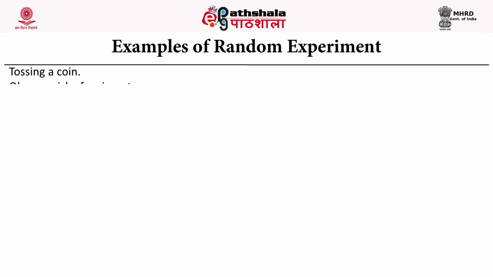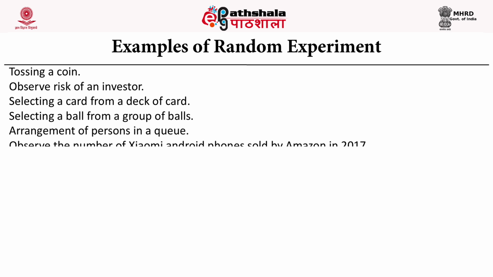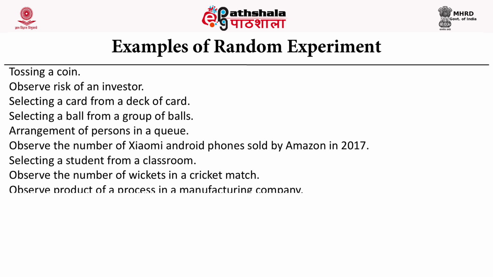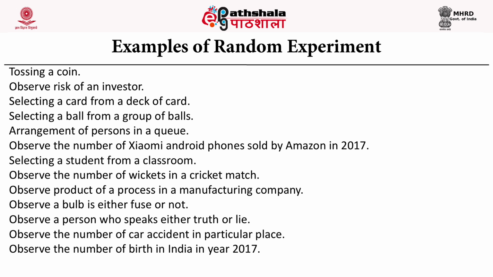Some examples of random experiments are tossing a coin, observing the risk of an investor, selecting a card from a deck of cards, selecting a ball from a group of balls, arrangement of persons in a queue, observing the number of Xiaomi Android phones sold by Amazon in 2017, selecting a student from a classroom, observing the number of wickets in a cricket team, observing the product of a process in a manufacturing company, observing whether a bulb is fused or not, observing whether a person speaks the truth or lies, observing the number of car accidents in a particular place, observing the number of births in India in the year 2017, and at last, we consider the example of share market prices.